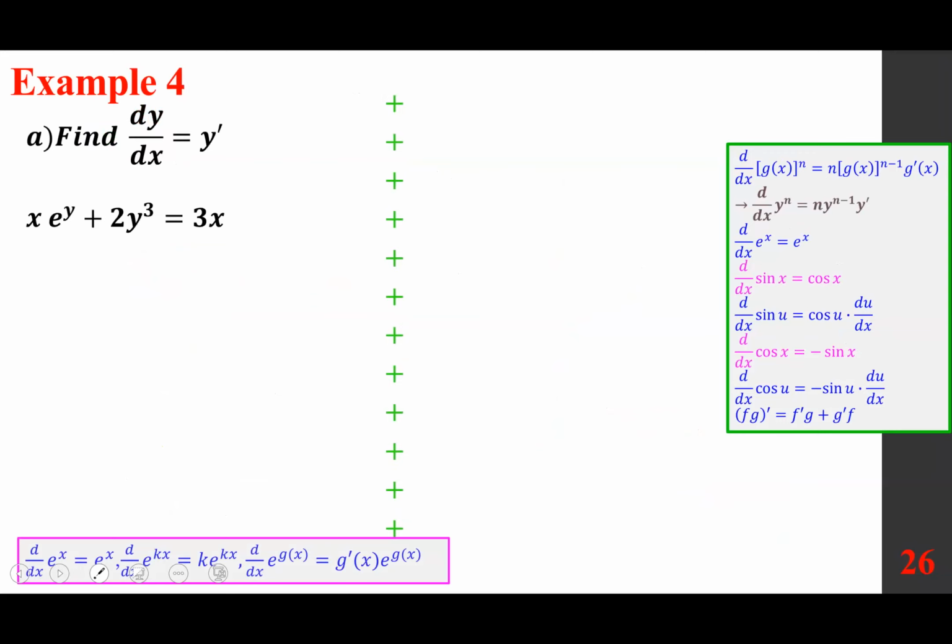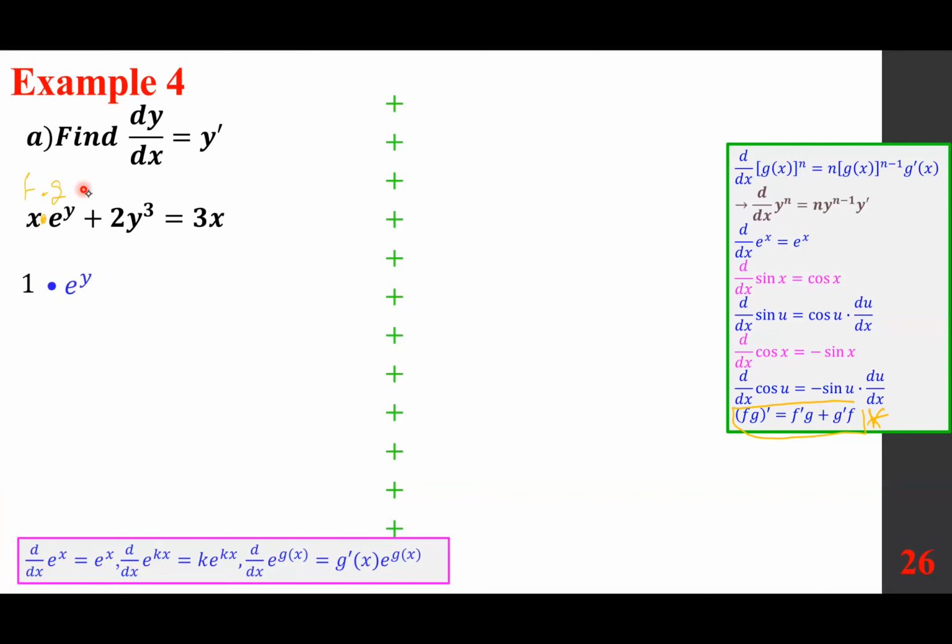We continue with differentiation, and we want to find the derivative of x e to the power of y plus 2y cubed equals 3x implicitly. I'm going to put a raised dot here and call this f, call this g, and again I'm going to use the product rule. F prime is just 1 times g, e to the power of y.